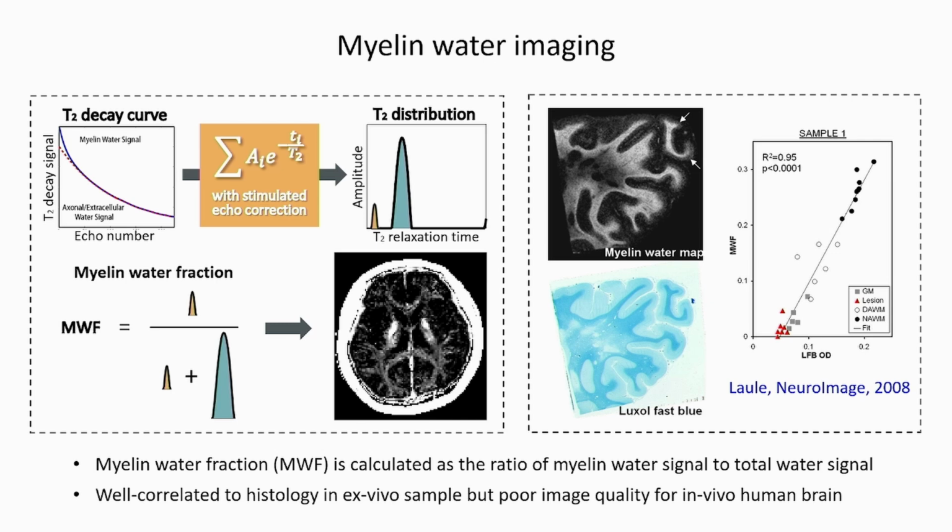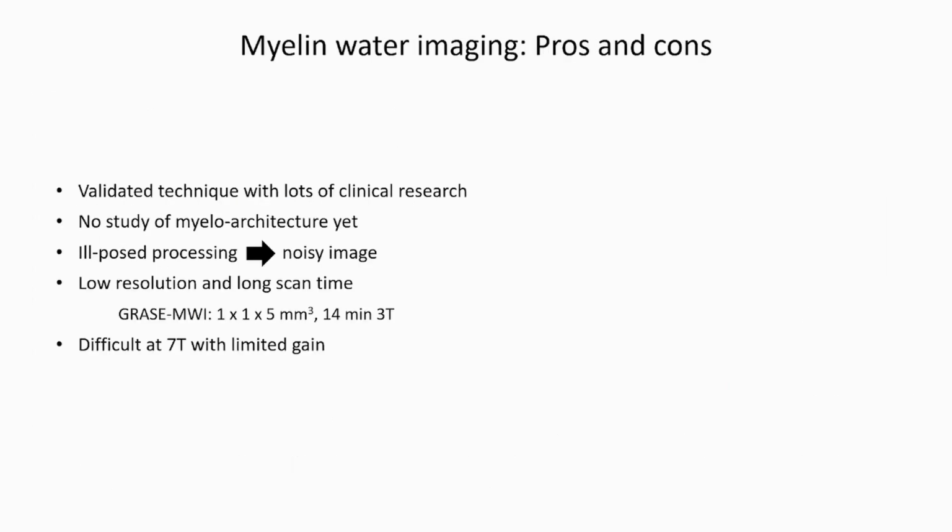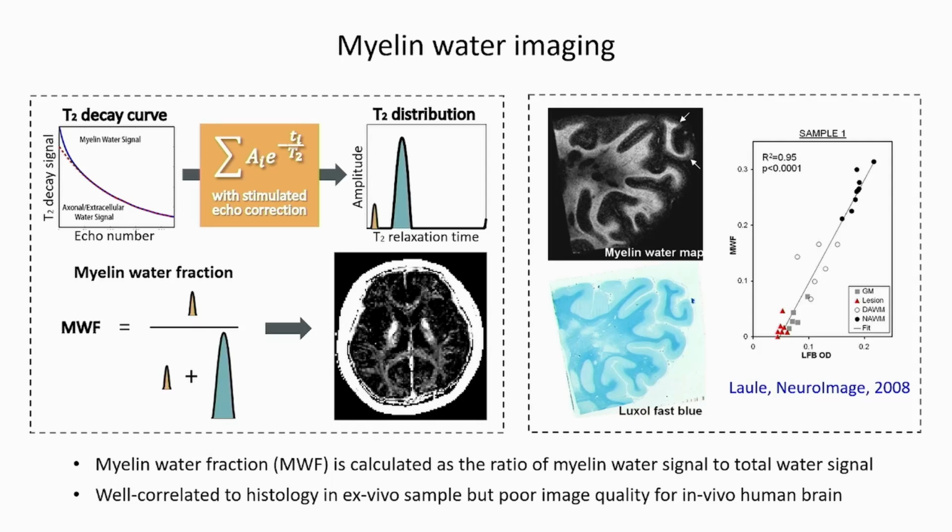And then finally, we can measure the myelin water fraction as the ratio of the myelin water signal to the total water signal, generating this myelin water fraction map. If you have high SNR, like if you scan a tissue and scan for 10 hours, then this myelin water fraction map will give you beautiful images, as you can see here, showing a nice correlation with histology.